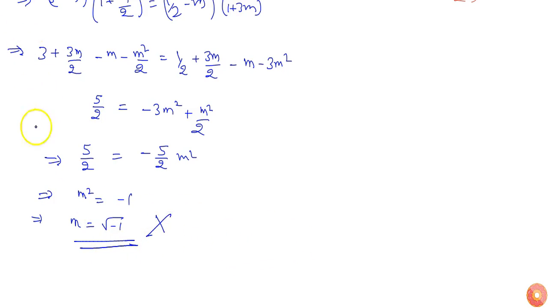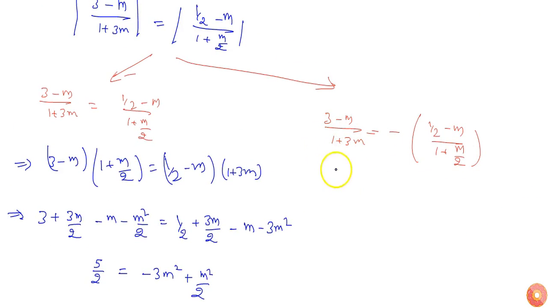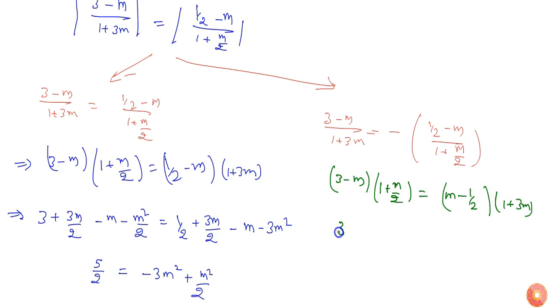So we need to solve the second expression. If I solve this, I'll get 3 minus m multiplied by 1 plus m by 2 equals m minus 1 by 2 multiplied by 1 plus 3m. If I solve this, I'll get 3 plus 3m by 2 minus m square by 2 equals m plus 3m square minus 1 by 2 minus 3m by 2.